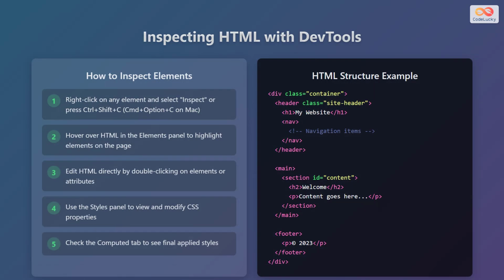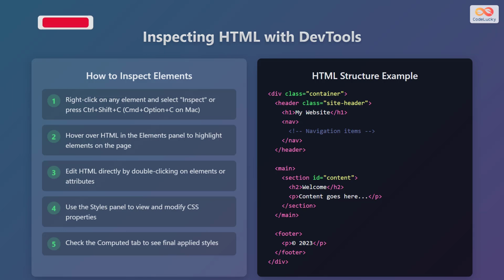Let's learn how to inspect HTML elements using DevTools. First, right-click on any element and select Inspect, or press Ctrl-Shift-C, or Command-Option-C on Mac. Then, hover over HTML in the Elements panel to highlight elements on the page. Next, edit HTML directly by double-clicking on elements or attributes. After that, use the Styles panel to view and modify CSS properties. Finally, check the Computed tab to see the final applied styles.